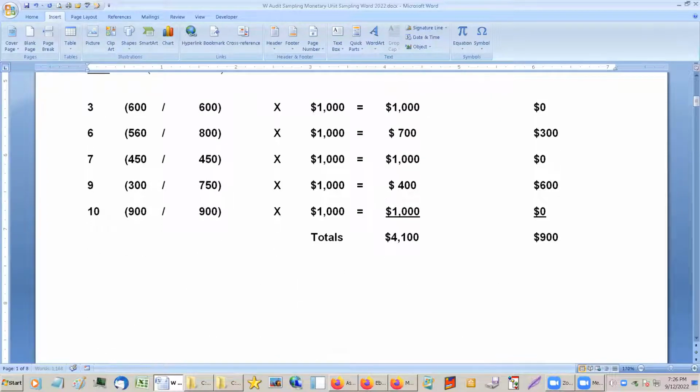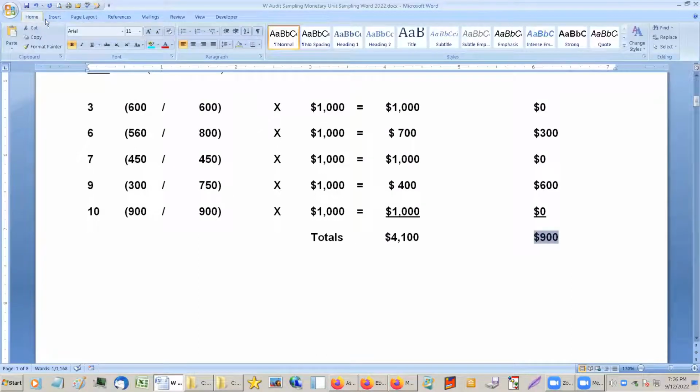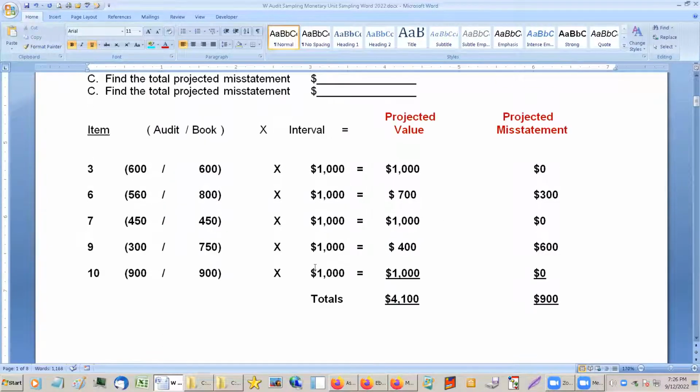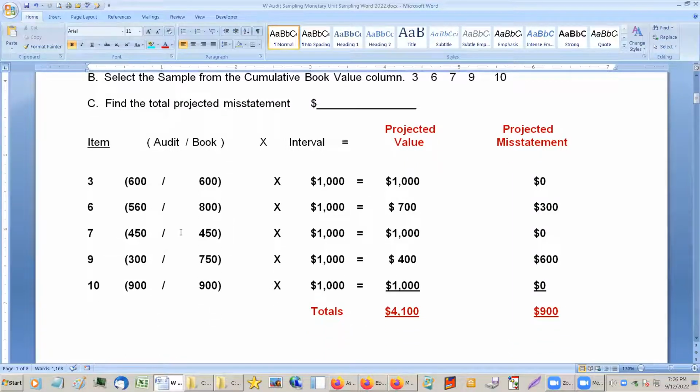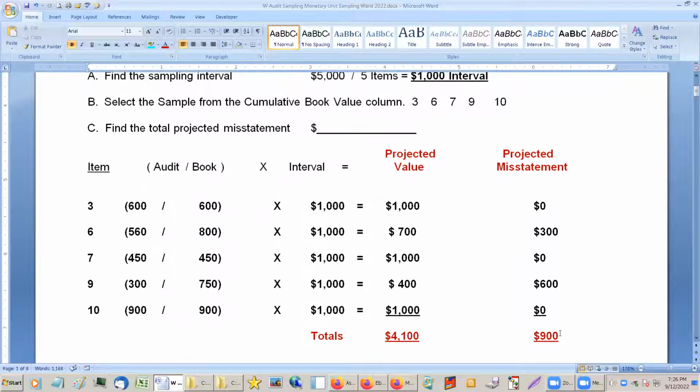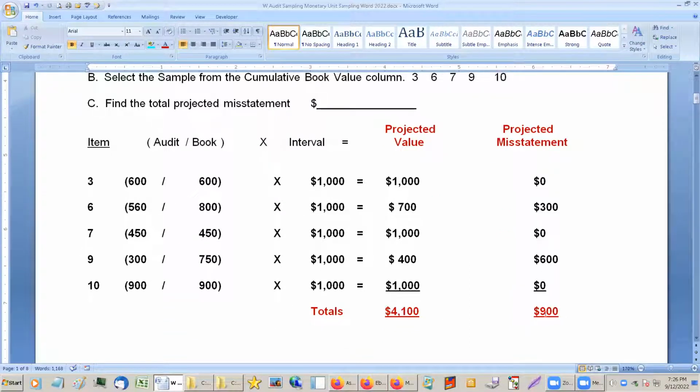Whether that's material or not is a debate. But this would be the amount that we come up with that it's misstated by. Now, in real life, you wouldn't find this many. If you only had 5 items and 2 of them were wrong, you'd probably not have too much faith in it. But I purposely made it a little bit exciting. But anyway, this would be the projected value using the monetary unit sampling, and this would be the projected misstatement.